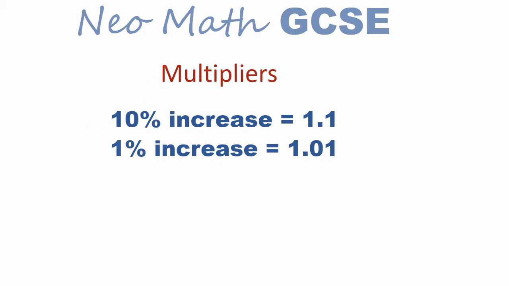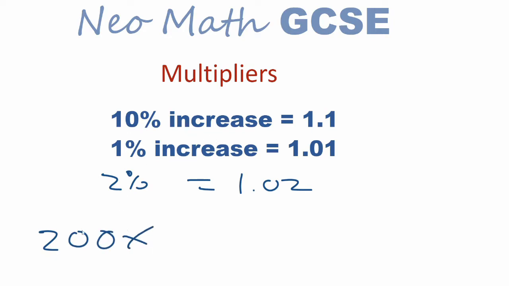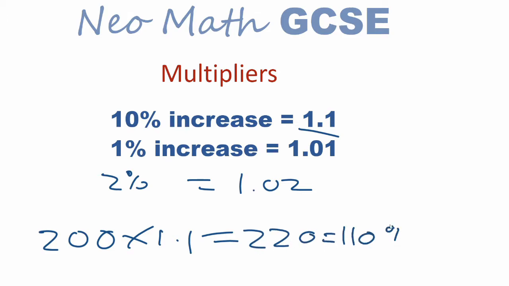All the multiplier is, is it represents a percentage increase or decrease as a decimal. So we have a 10% increase here, and that looks like 1.1, and a 1% increase looks like 1.01. If I was to show you an example of a 2% increase, that would look like 1.02. And if I was to give you a number example of a 10% increase, we'd have 200 here as our example number, times that by 1.1, which is our multiplier, and that will give you 220, which is equal to 110%.